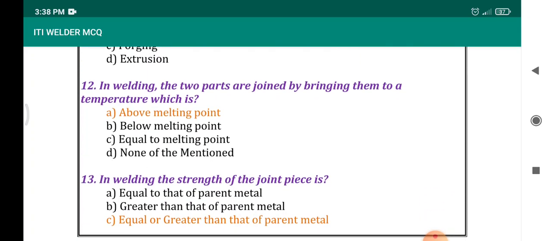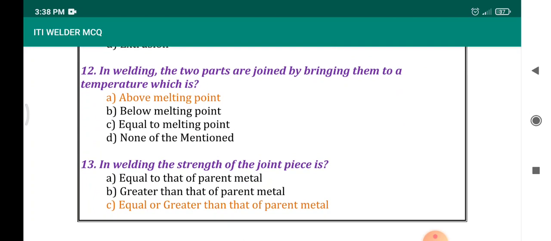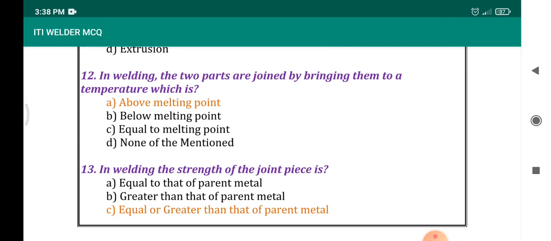In welding, two parts are joined by bringing them to a temperature above the melting point. Normally the welding is carried out above the melting point of the base metal and filler rod. There will normally be an option called recrystallization temperature, but actually the welding is carried out above the melting point of the base metal and filler rod.